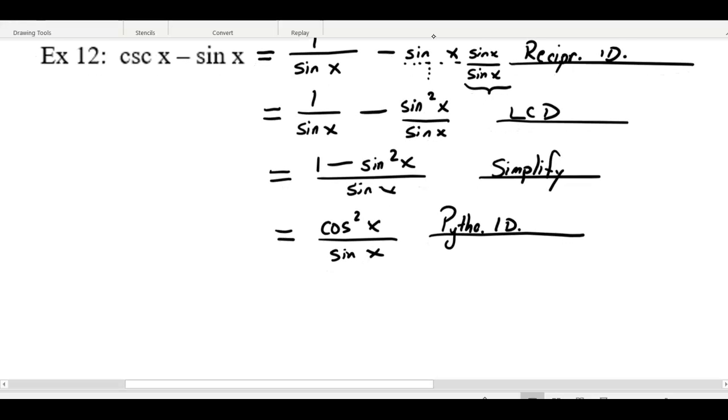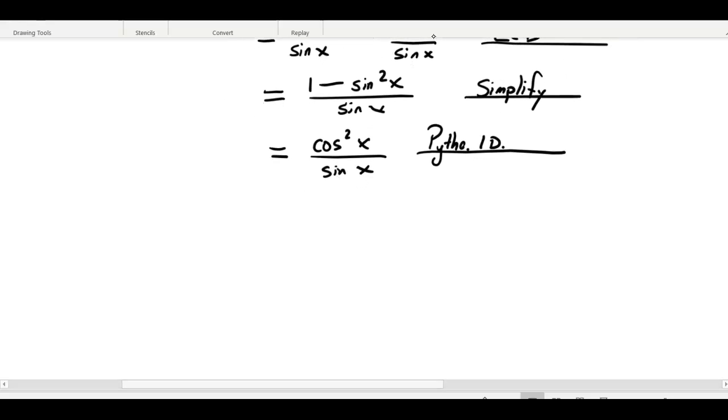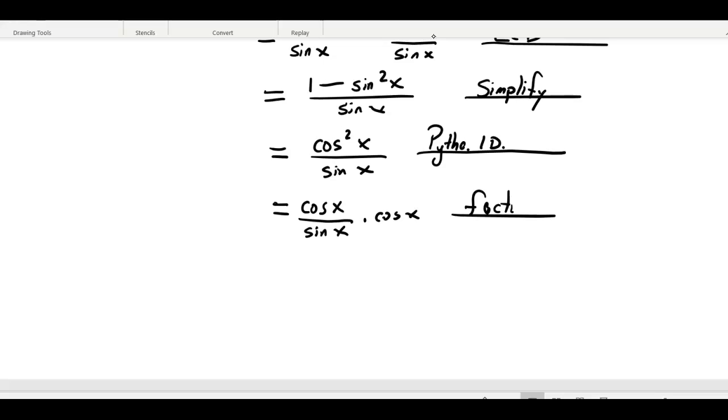Now, what in the world do I do with this? This is starting to look a little strange. I can split. Here's what I mean by that. I can rewrite this as cosine of x over sine of x times cosine of x. I can factor it. Split that fraction. Now, why did I do that? Because that's not very clean, but I do know what cosine of x over sine of x is. That's cotangent of x times cosine of x. And that's as simple as I can make this problem.